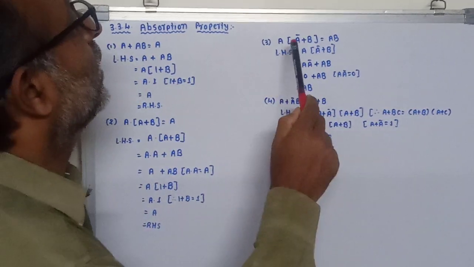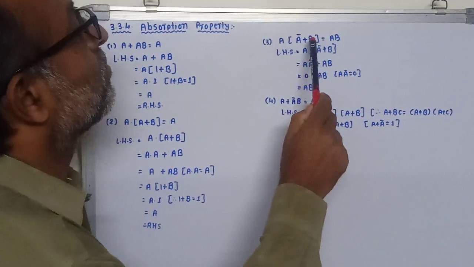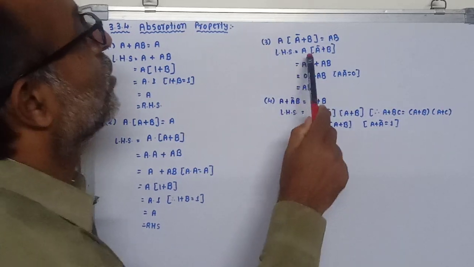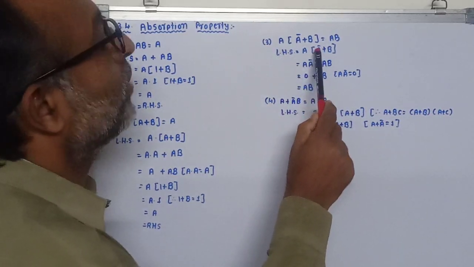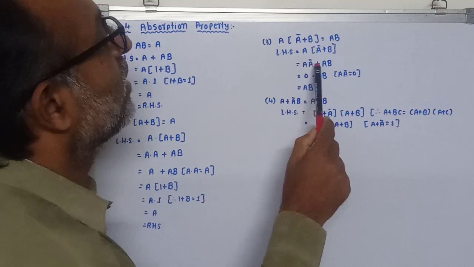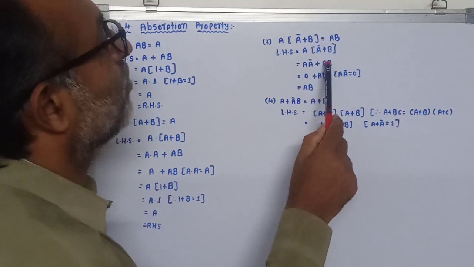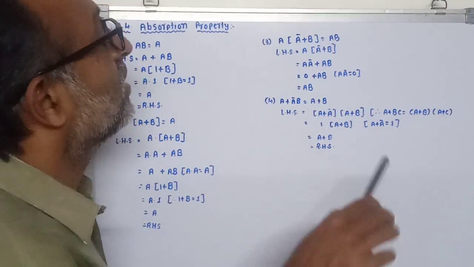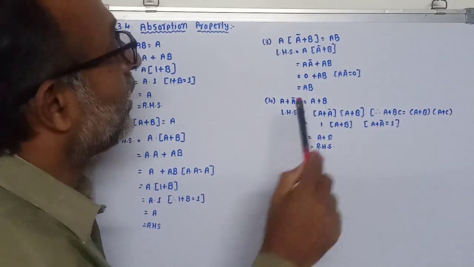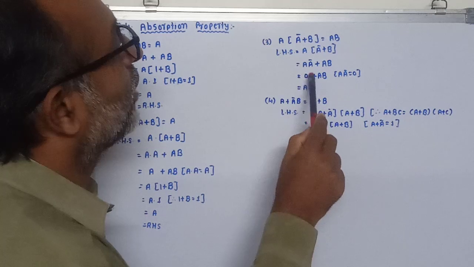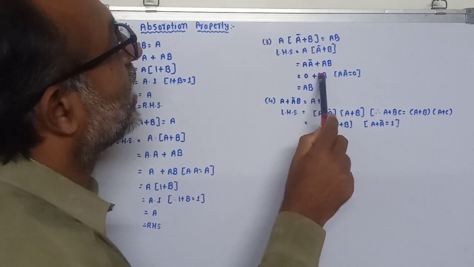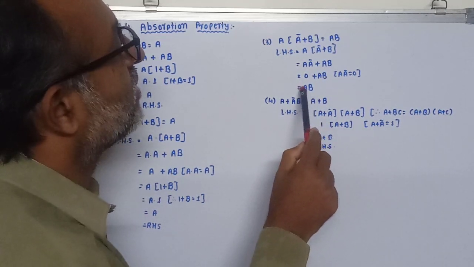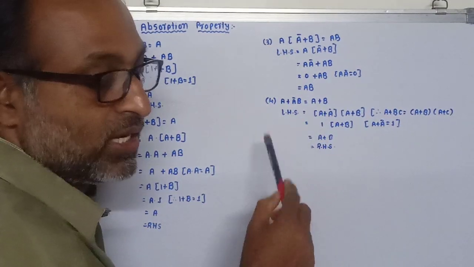Now third law, a into (a bar plus b) is equal to ab. So now this a is multiplied: a into a bar plus a into b. And a into a bar is nothing but 0. Its value always becomes 0. So here we can put 0, 0 plus ab, and the final answer is ab, which is equal to RHS.